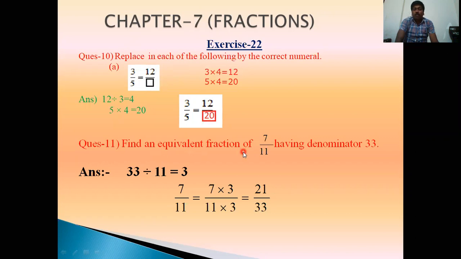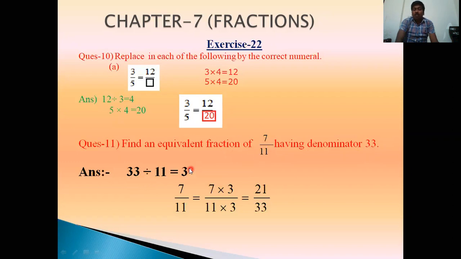Find an equivalent fraction of 7 by 11 having denominator 33. Having denominator 33, but here the denominator is 11. How can we do it? So this is the process. Firstly, we want our denominator to be 33 according to the question. So we divide 11, this is the smaller number, this is the greater number. 11 divided to 33, we get the 3.